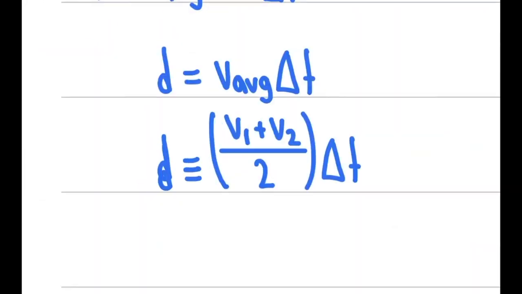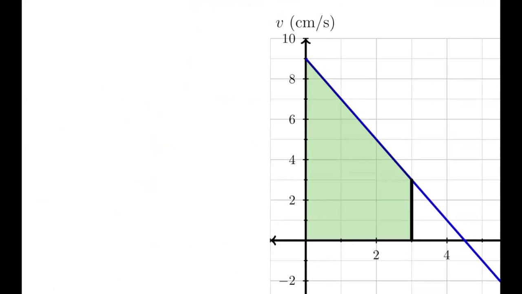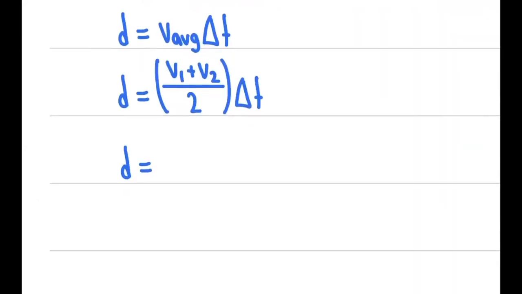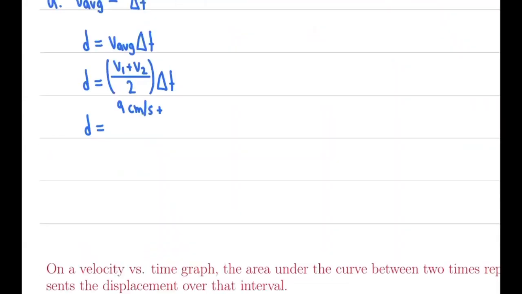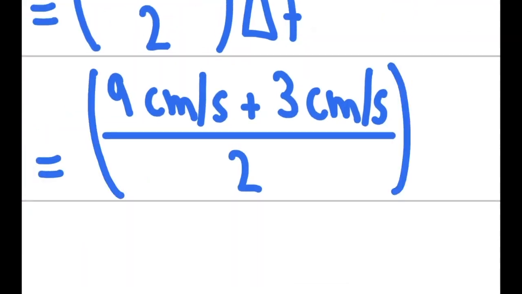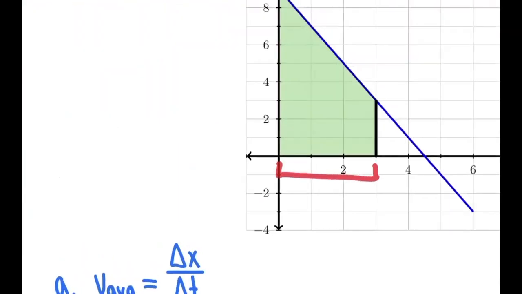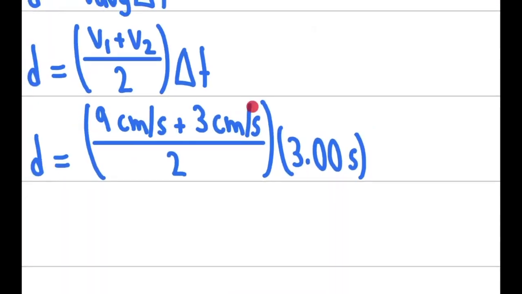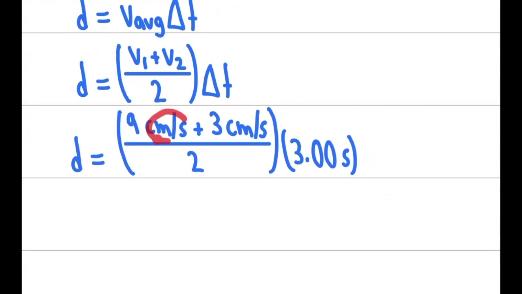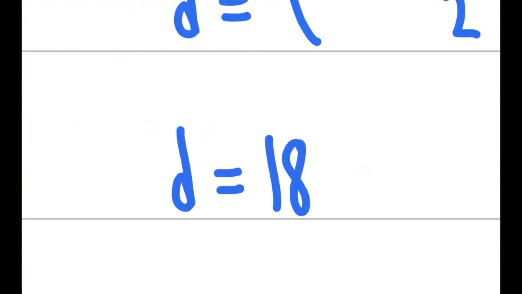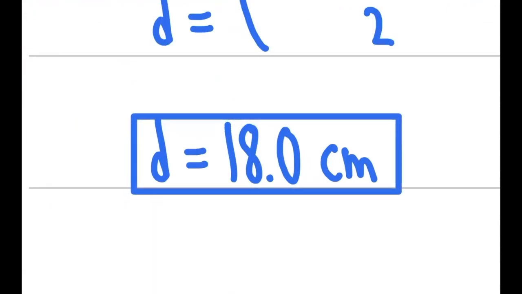So V1, the initial velocity, we can see is 9 centimeters per second. The final velocity is 3 centimeters per second, divided by 2. And the time interval is 3 seconds. All right, so we got 12 divided by 2, that's 6, times the 3, that's 18. And this is going to be in centimeters because we have centimeters per second and we're multiplying by seconds. So this will be 18.0 centimeters. So that's the distance this cat traveled in the first 3 seconds.